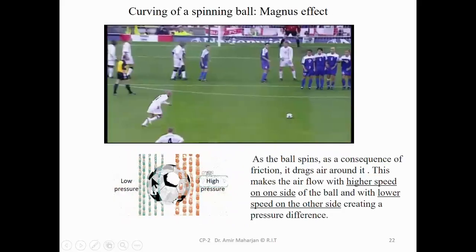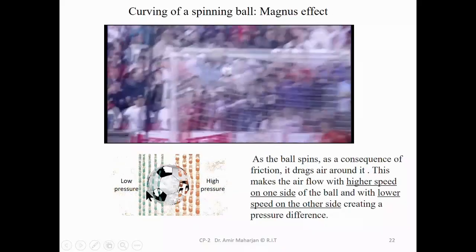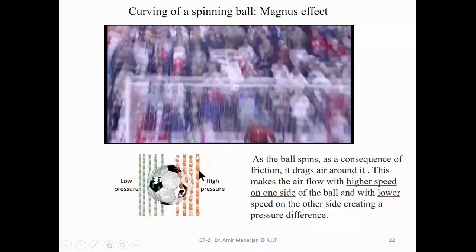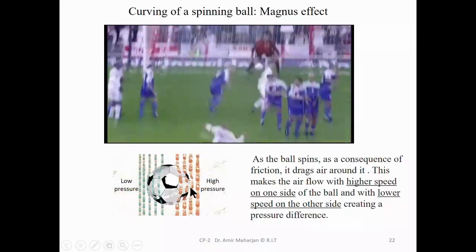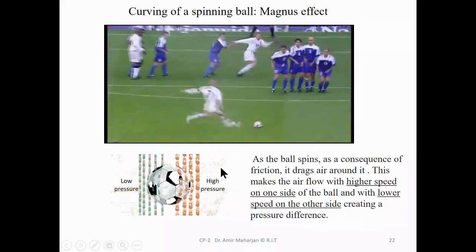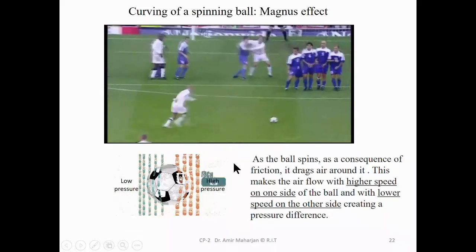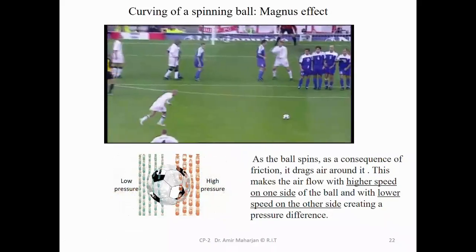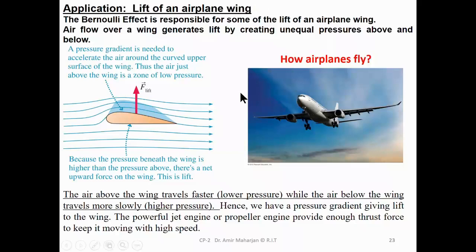It's the difference in pressure because of the difference in velocity, because of the spinning of the ball, that creates a slight pressure difference, and that is enough to bend the ball. That's the physics behind that. And there are many other examples.